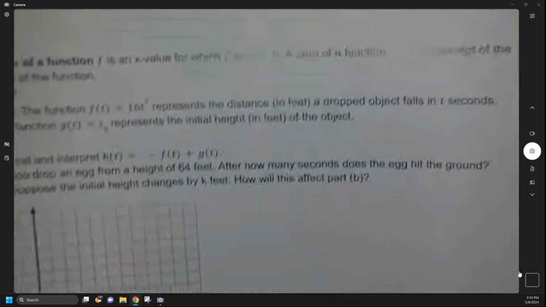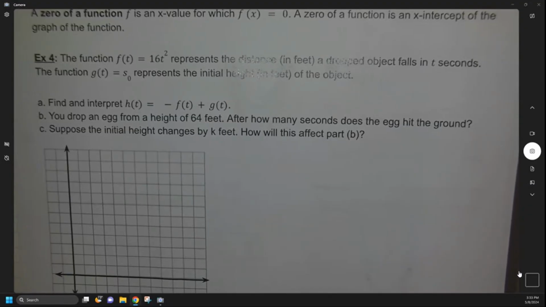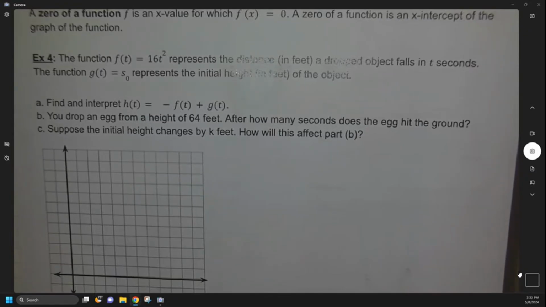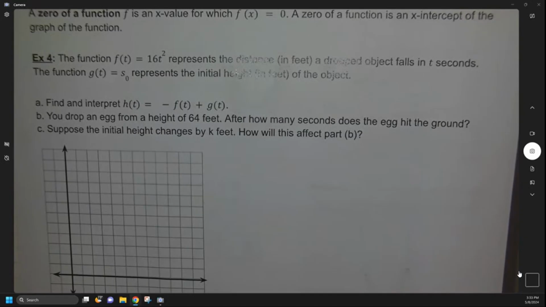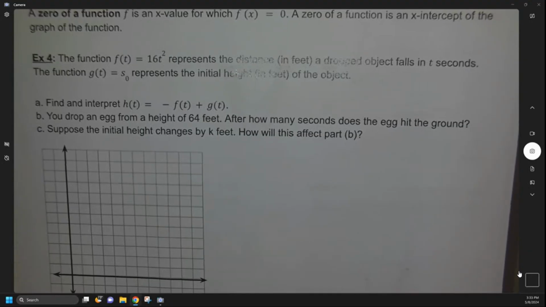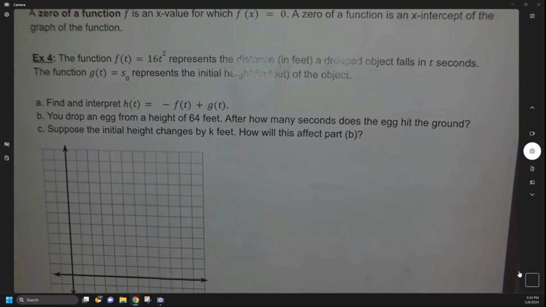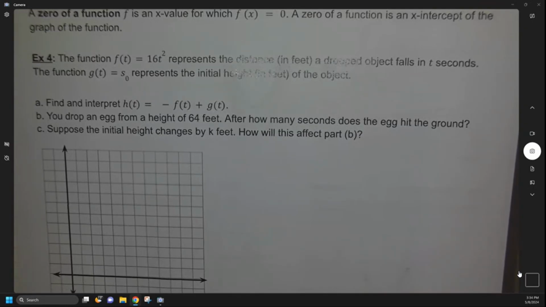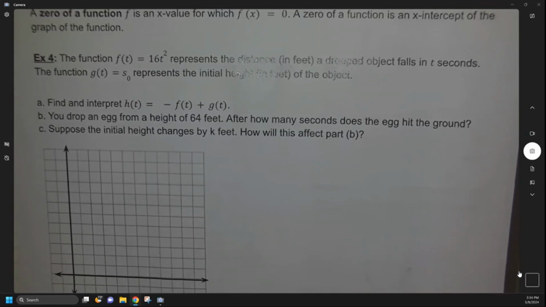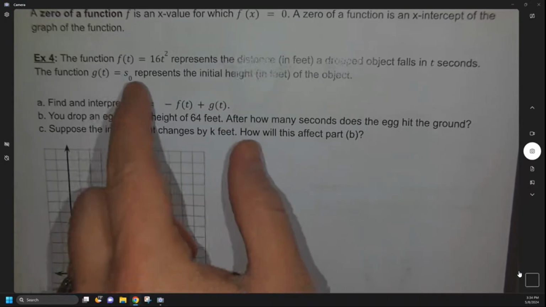All right, and lastly, we're going to talk about a zero of a function for f is an x value for which f of x equals 0. So a zero of a function is an x-intercept of the graph of the function. So we have the function f of t equals 16t squared. It represents the distance in feet a dropped object falls in t seconds. The function g of t equals s sub 0, so it's like that 0 term, represents the initial height in feet of the object. So think about when we did the Barbie bungee jump. We found out that her height, that starting value, that's where she was. So that's kind of like what our s of 0 is.